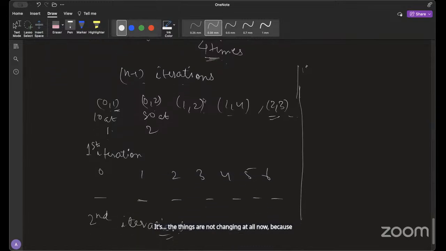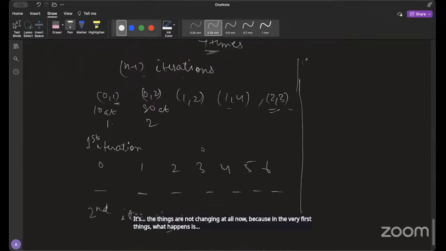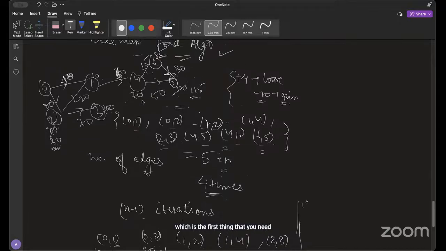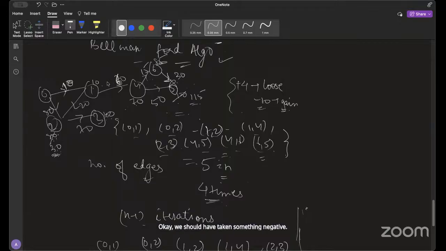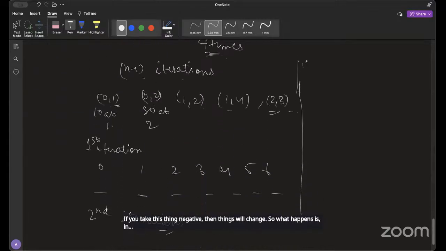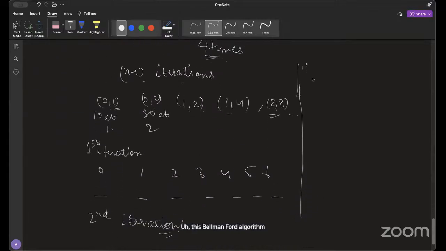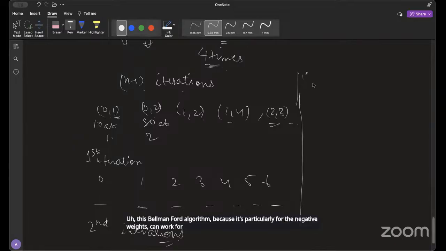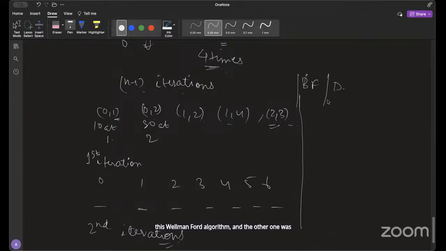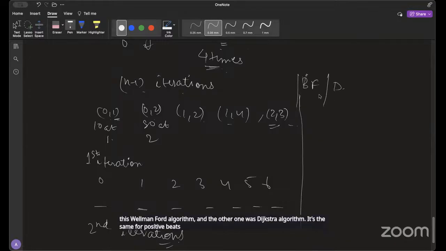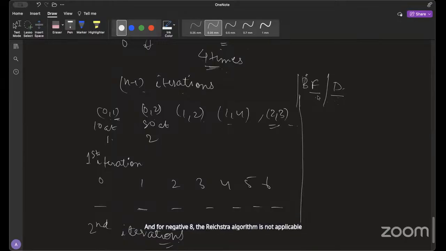So in this example that we've chosen, things are not changing at all here. We should have taken something negative. If you take this thing negative, then things will change. So in this Bellman-Ford algorithm, because it's particularly for the negative weights, it can work for positive weights too. The other one was Dijkstra algorithm. For positive weights, if you do Bellman-Ford or you do the Dijkstra algorithm, they'll give the same answer. And for negative weights, the Dijkstra algorithm is not applicable. Only the Bellman-Ford works there.